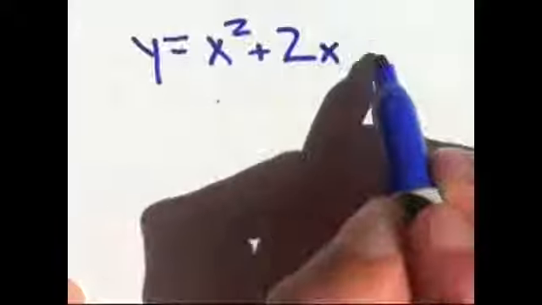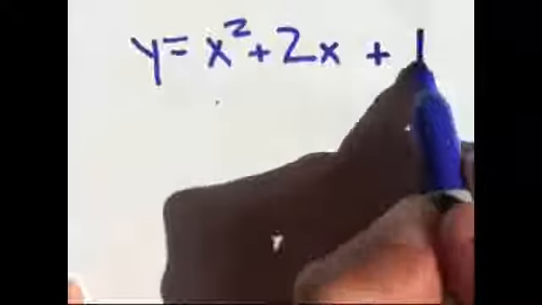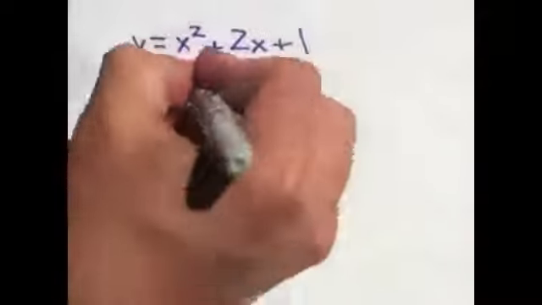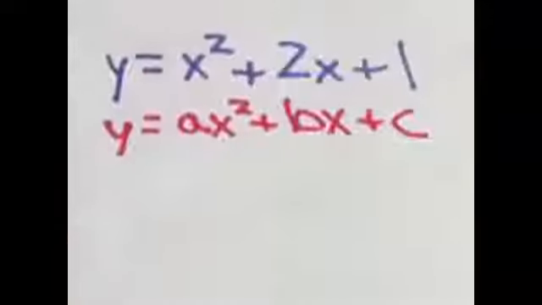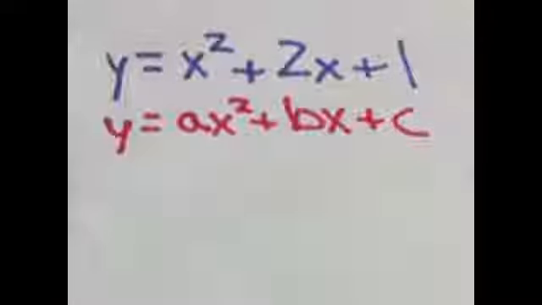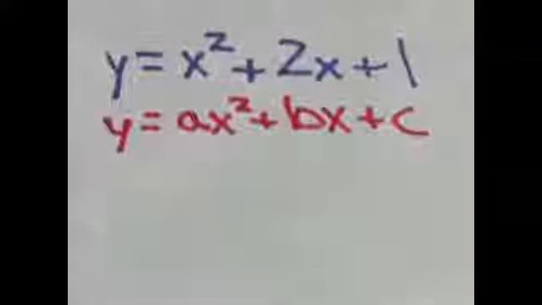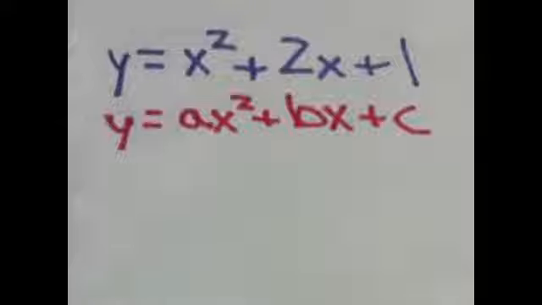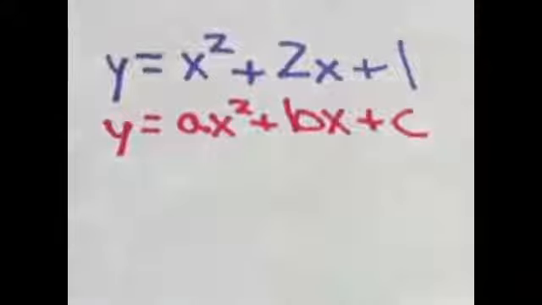Now all of these quadratic equations should be in standard form. That is, y equals ax squared plus bx plus c, where the x's are x's, and the a, b, and c are real numbers. First step, find a, b, and c.